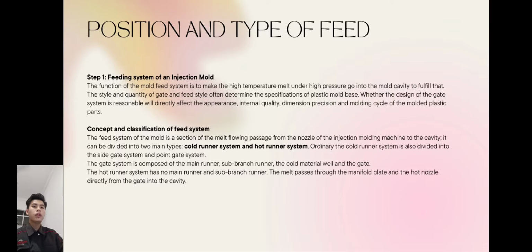The feed system of the mold is the section of the mold following the passage from the nozzle of the injection molding machine to the cavity. It can be divided into two main types: cold runner system and hot runner system. Ordinarily, the cold runner system is also divided into the side gate system and point gate system. The gate system is composed of the main runner, sub-branch runner, the cold material well, and the gate.